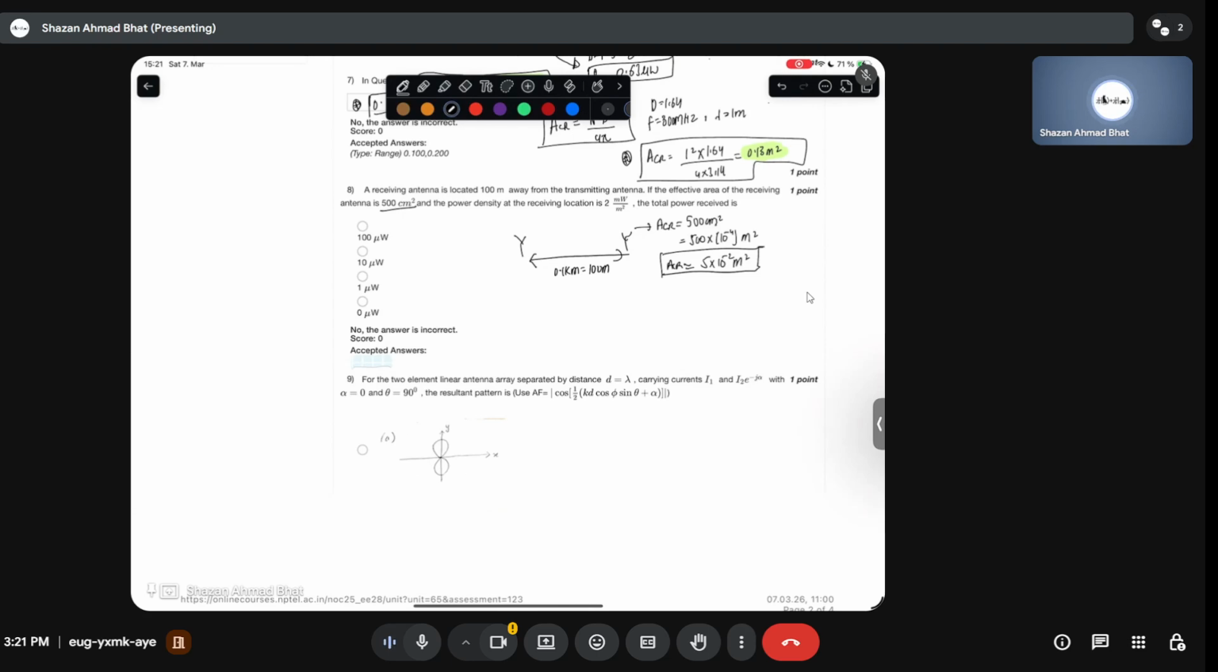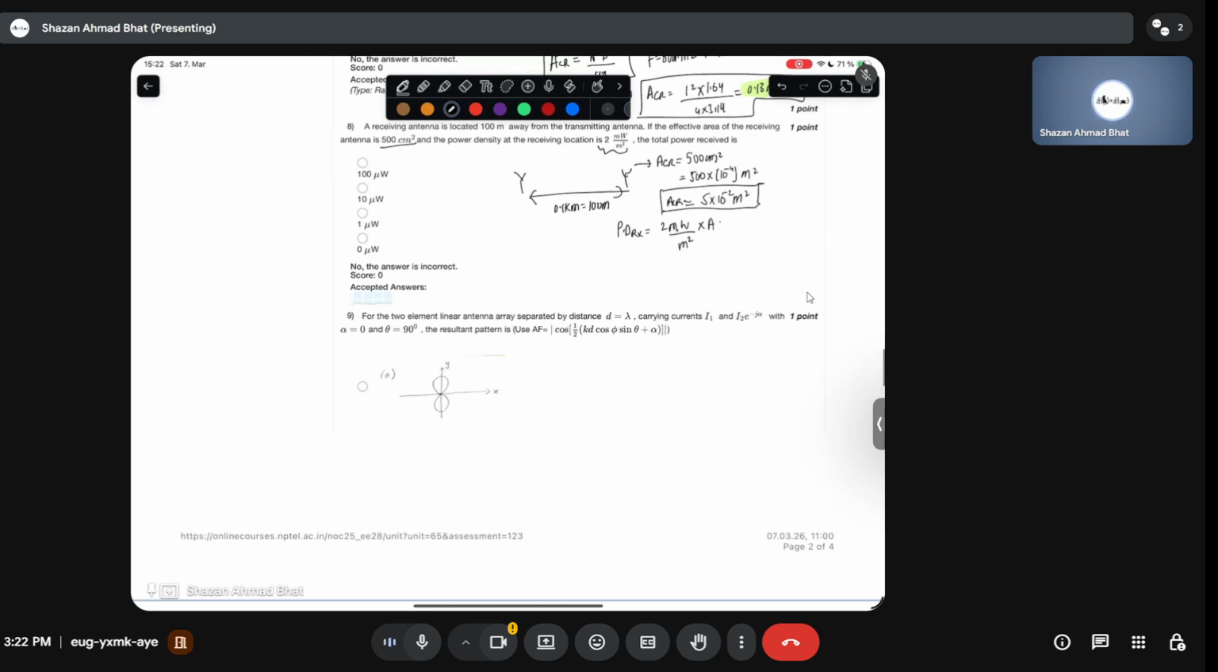And the power density at the receiving location, because it's power per unit area, is also given. Let's write PD as the power density at the receiving side, given as 2 milliwatts per meter squared. That means for every square meter, it's receiving 2 milliwatts. So if you multiply it with the area, you get the power. So what do you need to compute?